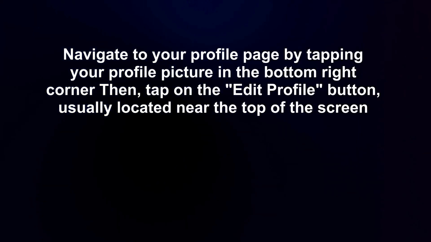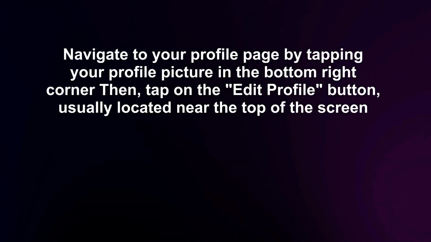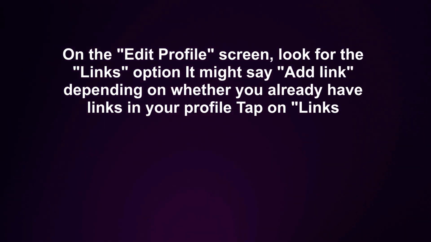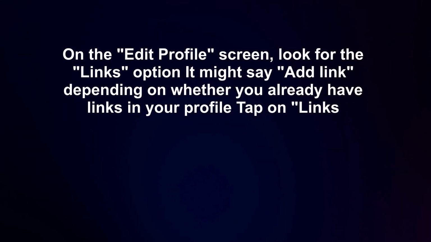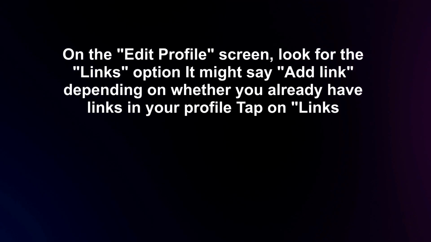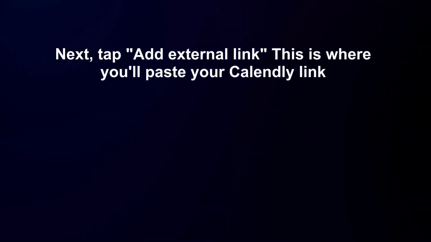Navigate to your profile page by tapping your profile picture in the bottom right corner, then tap on the Edit Profile button, usually located near the top of the screen. On the Edit Profile screen, look for the Links option. It might say Add Link depending on whether you already have links in your profile. Tap on Links. Next, tap Add External Link. This is where you'll paste your Calendly link.